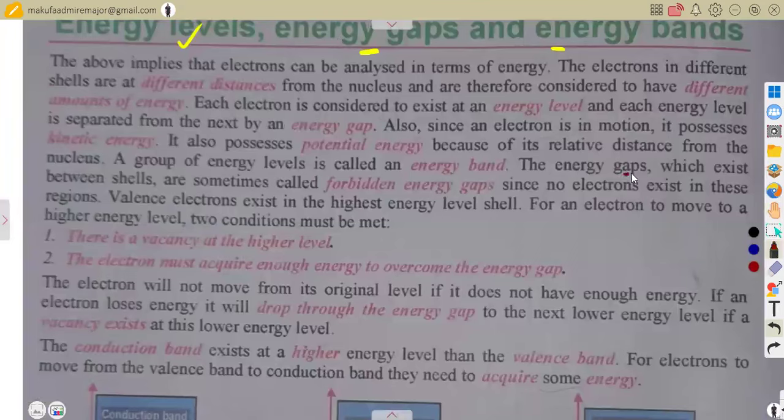The energy gaps which exist between shells are sometimes called the forbidden energy gaps, since no electrons exist in these regions. Valence electrons exist in the highest energy level shell. For an electron to move to a higher energy level, two conditions must be met. One, there is a vacancy at the higher level. Number two, the electron must acquire enough energy to overcome the energy gap.